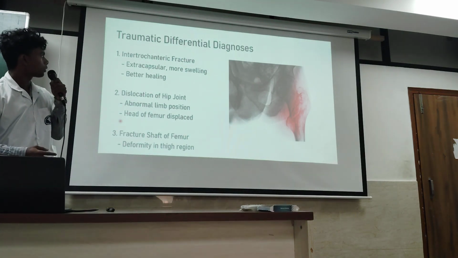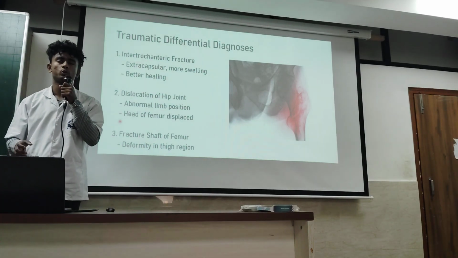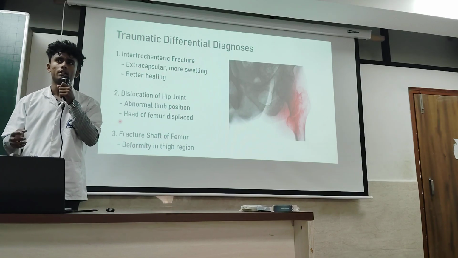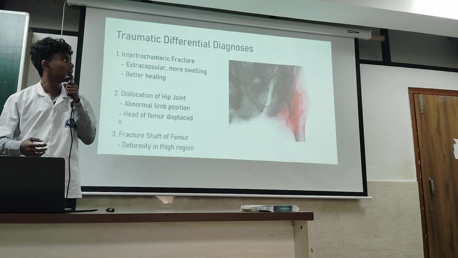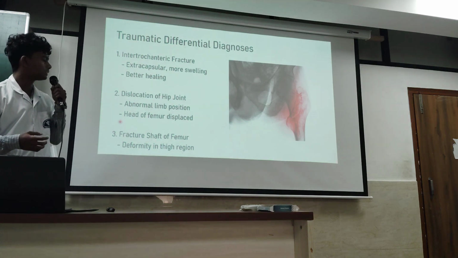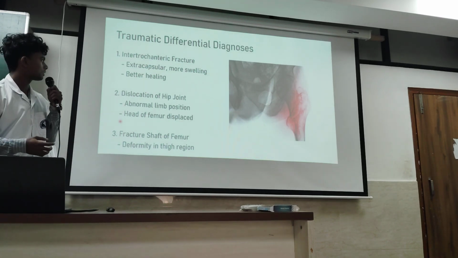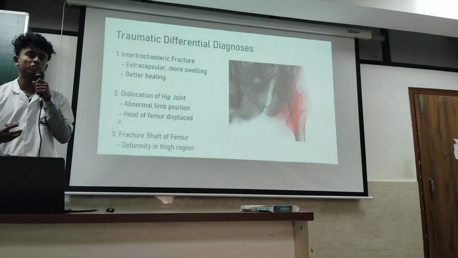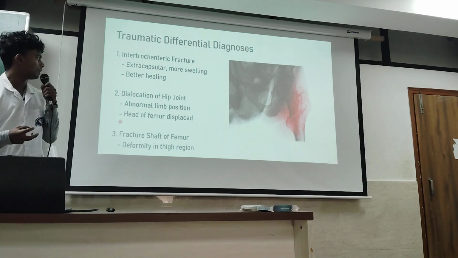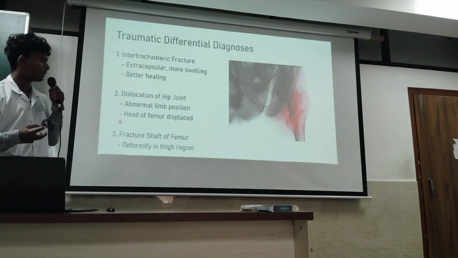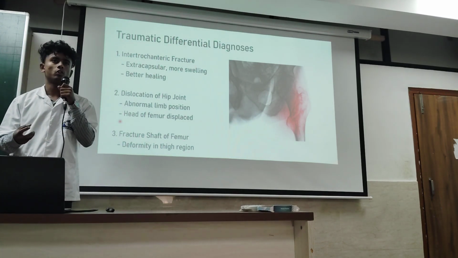Firstly, there is intertrochanteric fracture, which is extracapsular, which immediately differentiates it from fracture neck of femur because that is an intracapsular type of fracture. In intertrochanteric fracture, more swelling and more bruising is seen, though healing is better because the blood flow is not compromised. Then there is dislocation of the hip joint, in which the femoral head is displaced out of the acetabulum. Limb position is abnormal and it is associated with severe pain. It usually happens after a major traumatic accident.